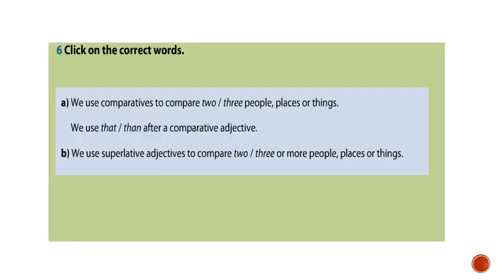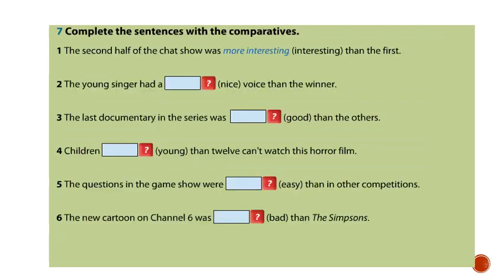Next exercise. Click on the correct words. A. We use comparatives to compare two people, places, or things, and we use than after comparative adjectives. B. We use superlative adjectives to compare three or more people, places, or things. You have to underline the correct answer.